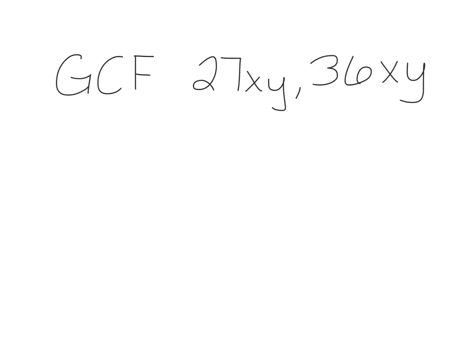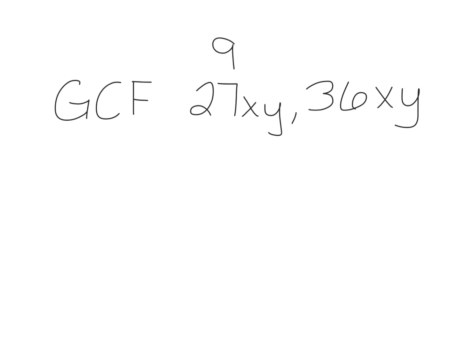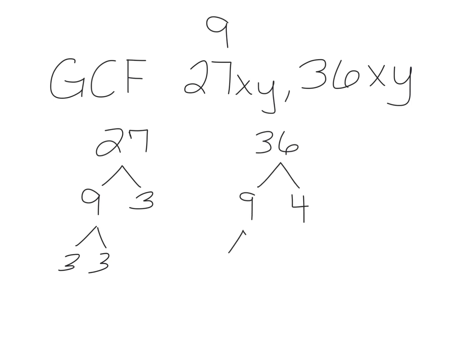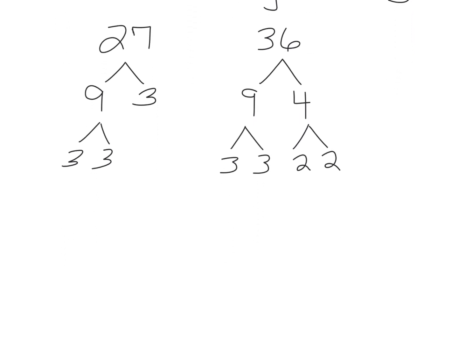Try this one. Practice. So, 9, I heard. Was there any other ones? Nope. Okay. Let's check. If I start with 27, what are two numbers that multiply to give you 27? 9 and 3. Break apart 9 to 3 and 3. Now go on to 36. 9 and 4. 9 again goes to 3 and 3. 4 goes to 2 and 2. Awesome. Okay. Now we make our list.